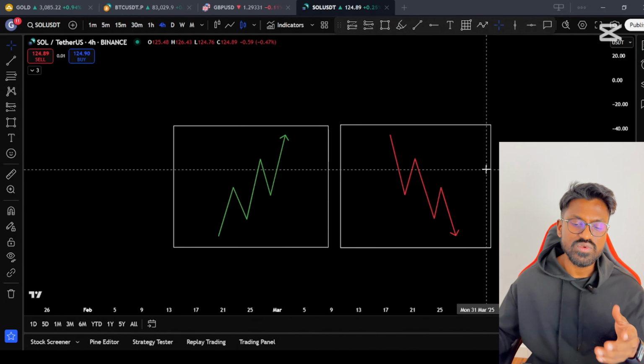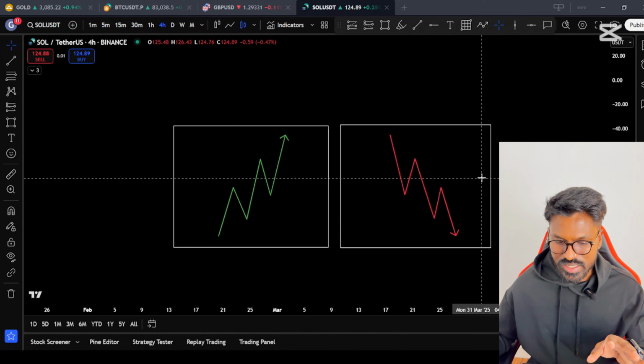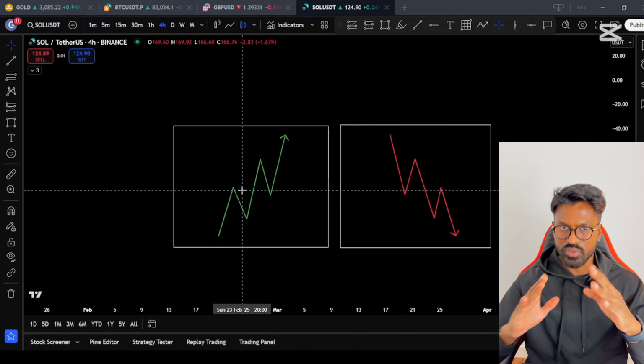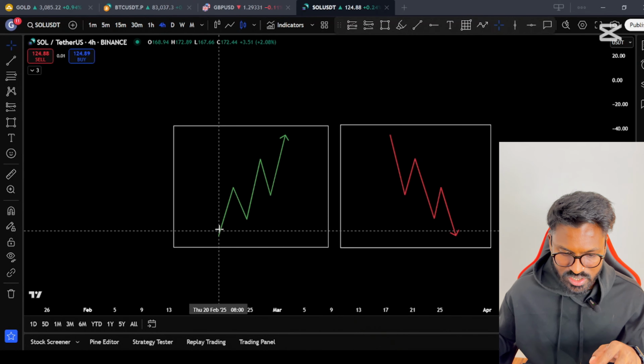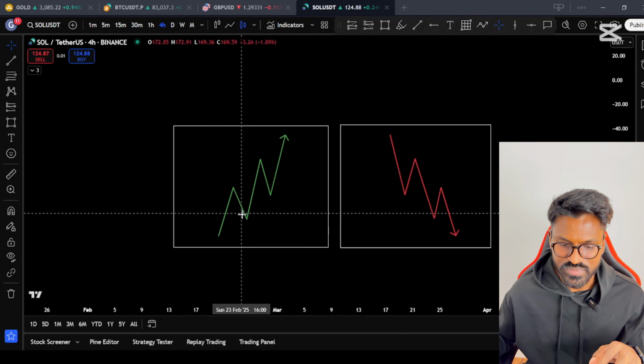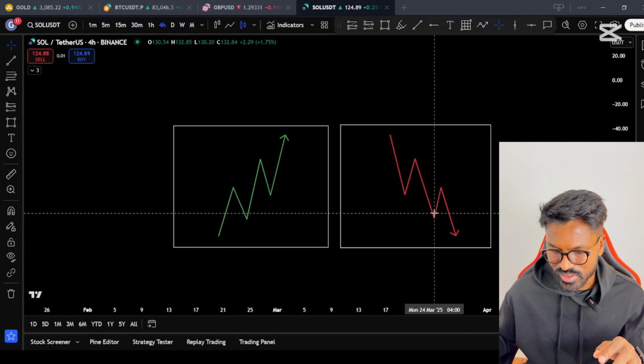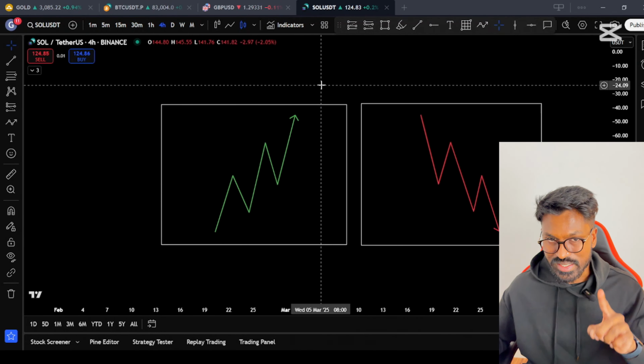How can you identify which is the impulse, which is a pullback? Very easy, guys. The impulse will usually be longer than the pullback. Okay, so you see, this is longer, this is shorter. This is longer, this is shorter. Same thing, see, longer, shorter, longer, shorter. What are we actually going to understand today?